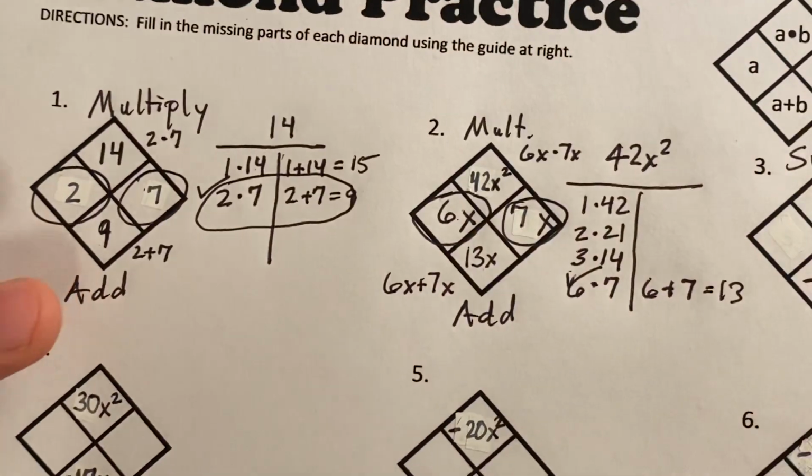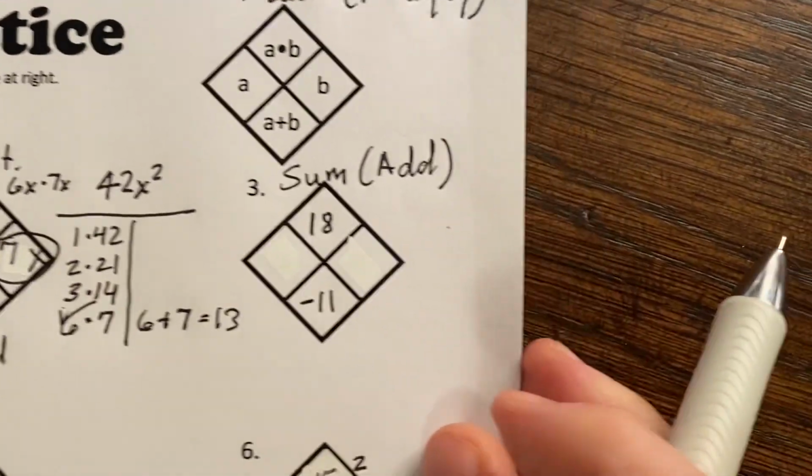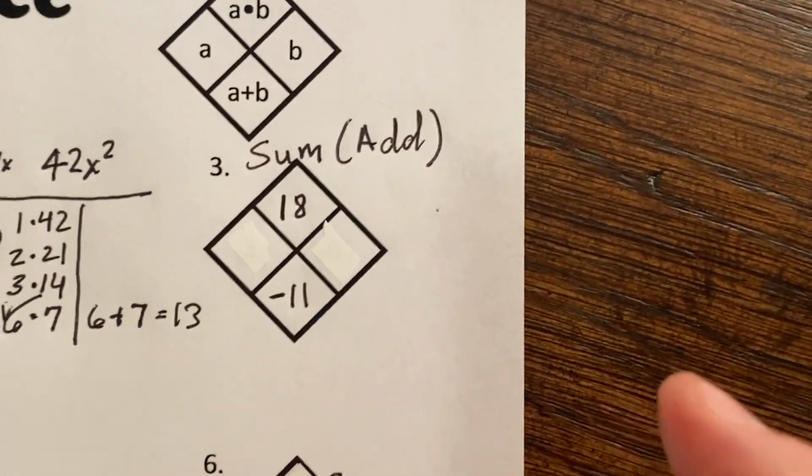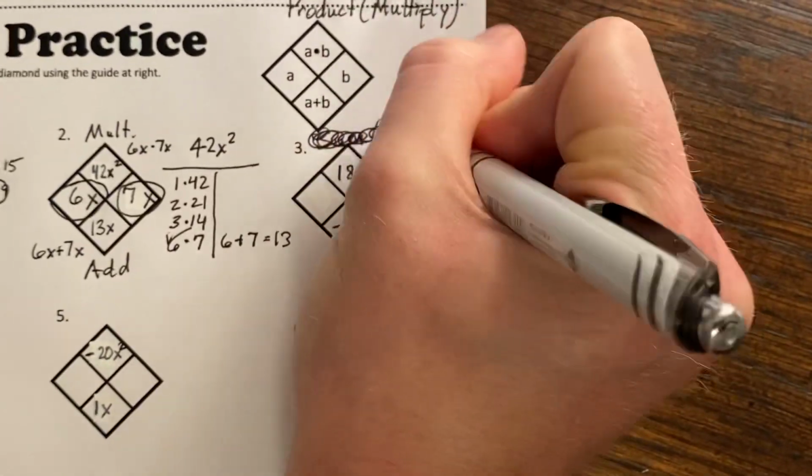Okay. Let's go to another problem. Let's go with one where it's not all positive. So let's go to number 3. Number 3 is 18 and negative 11. And I'm just going to cross this out right here.